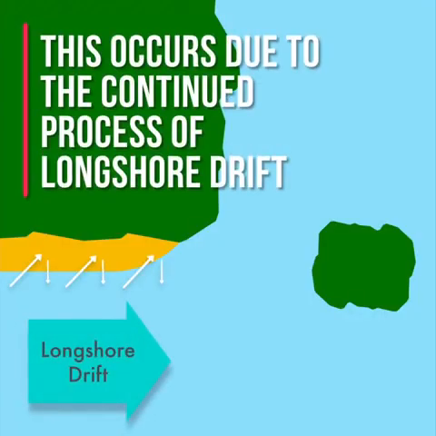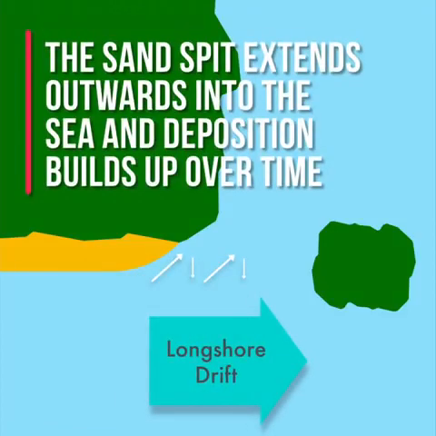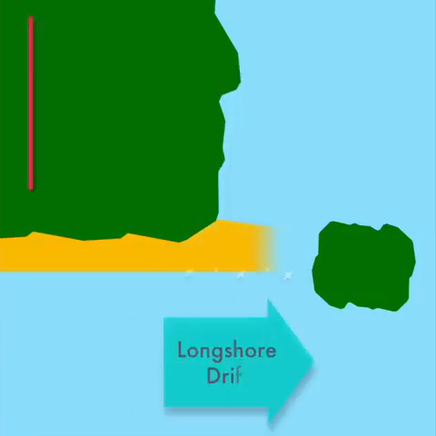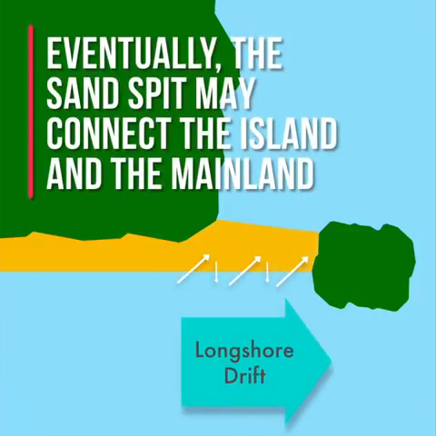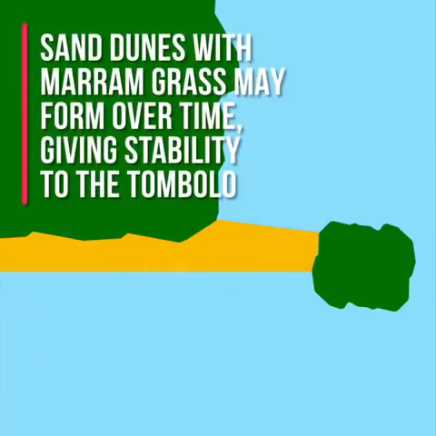This occurs due to the continued process of longshore drift. The sand spit extends outwards into the sea and deposition builds up over time. Eventually, the sand spit may connect the island and the mainland. Sand dunes with marram grass may form over time to give stability to the tombolo.